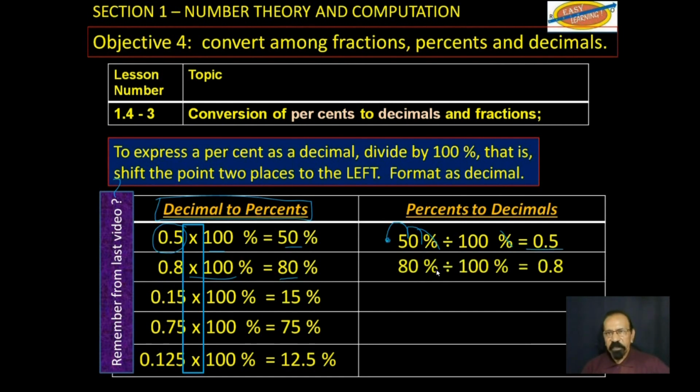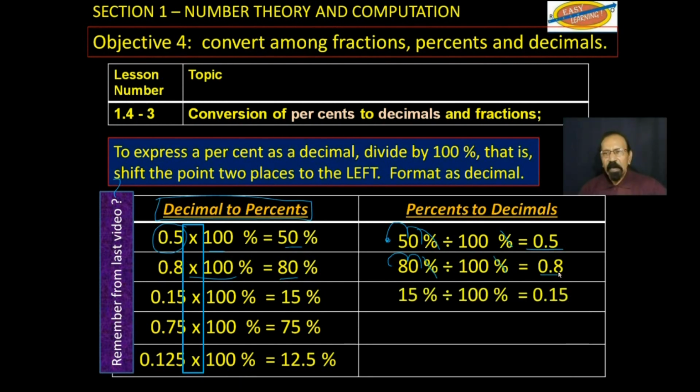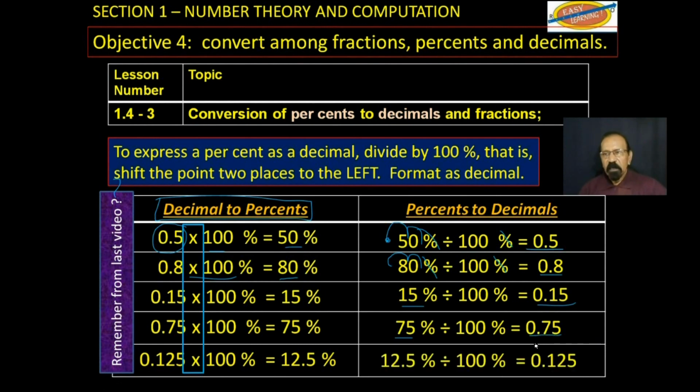80%, we do the same thing. Shift the point 2 places to the left. The percentage sign cancels out, and you're left with 0.8. And so on. 15% becomes 0.15, 75% becomes 0.75, and 12.5%, again, you shift the point 2 places to the left, and you get 0.125.